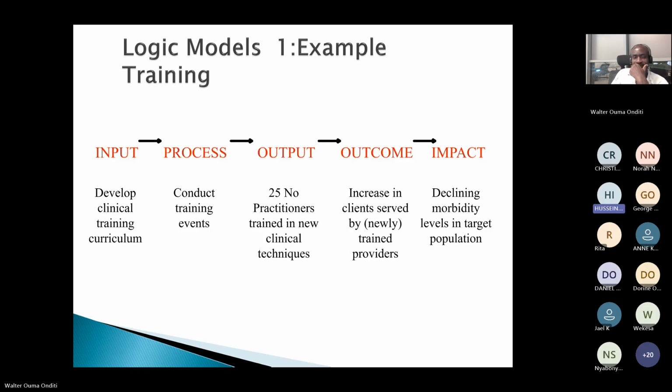So I have demystified it in my own understanding, based on a project that I was handling. I said the input in this case is to develop a manual for training and then identify the trainers. The process is to carry out the training. The output is 700 teachers trained on CBC and play-based learning. Then the outcome is increased teachers' confidence, improved learner engagement, and improved teacher skills. Then the impact is improved foundational learning, increased enrollment, and improved community engagement.